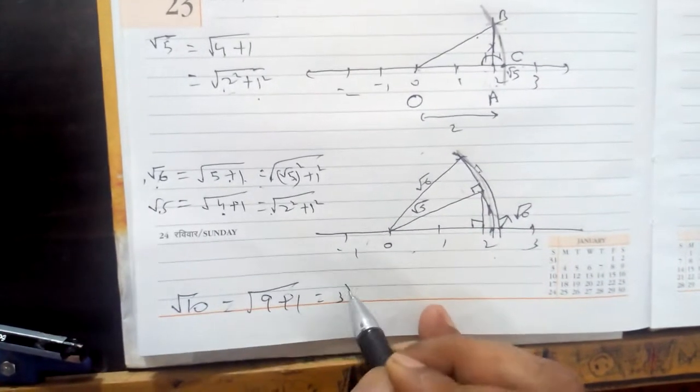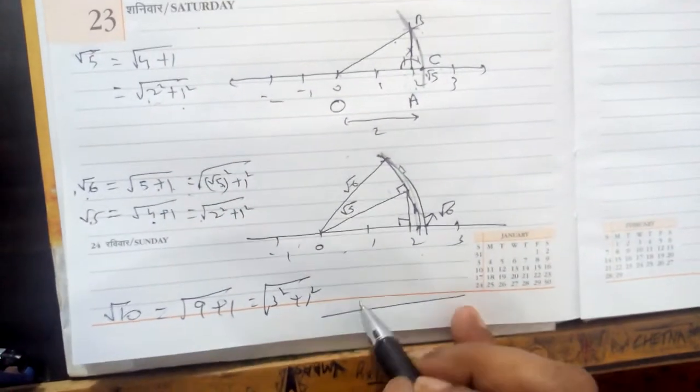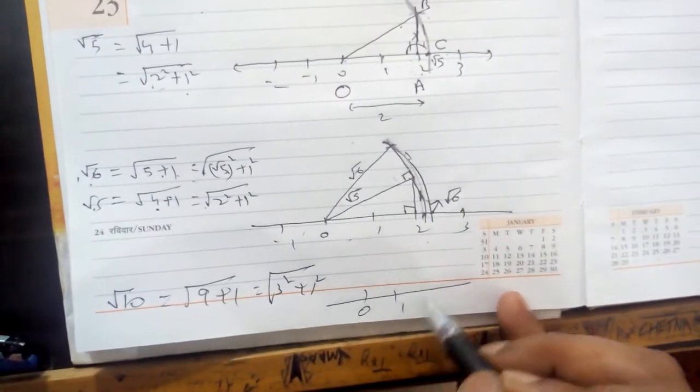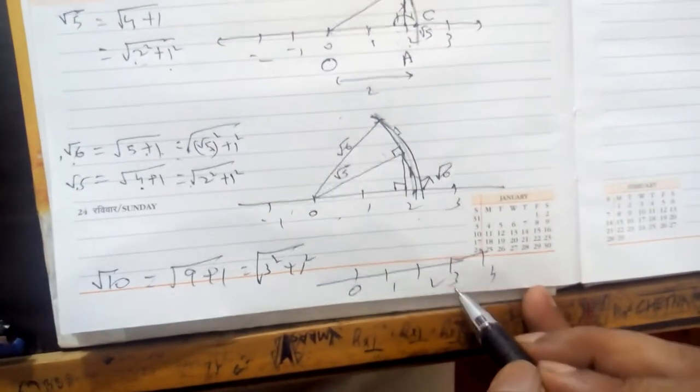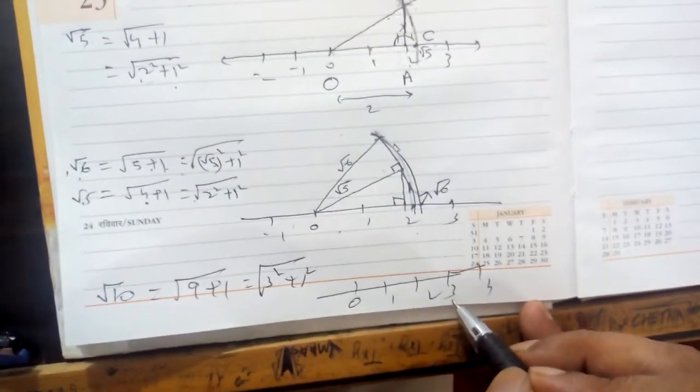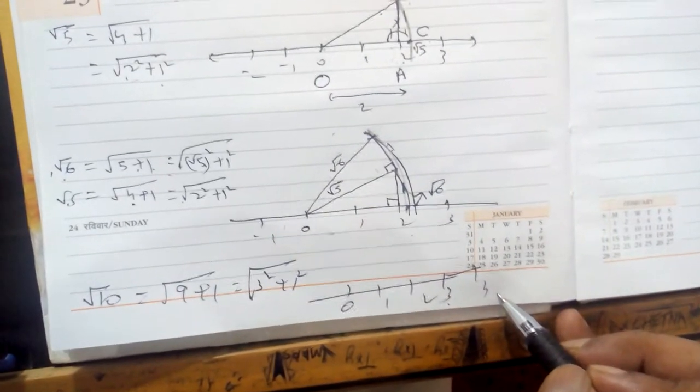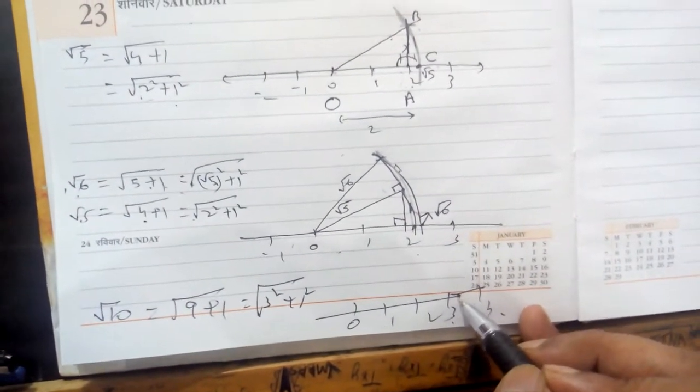10 means 3 square plus 1 square. So directly you can get between 0, 1, 2, 3, 4. 3 means root 9, and 4 means root 16. So root 10 will be here.